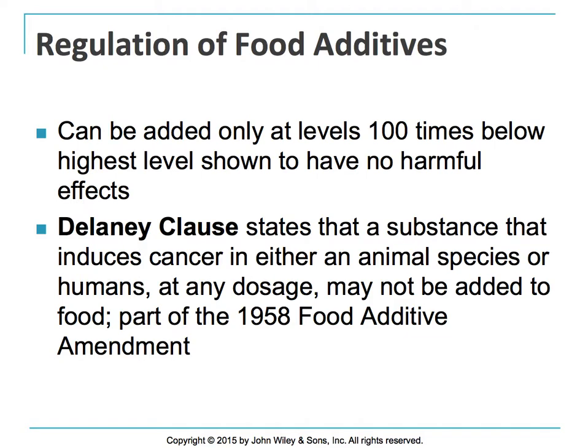For the further regulation of food additives, the additive can only be added at levels 100 times below the highest level shown to have no harmful effects. The Delaney Clause states that a substance that induces cancer in either animals or humans at any dosage may not be added to food. And the Delaney Clause can be found as part of the 1958 Food Additive Amendment.